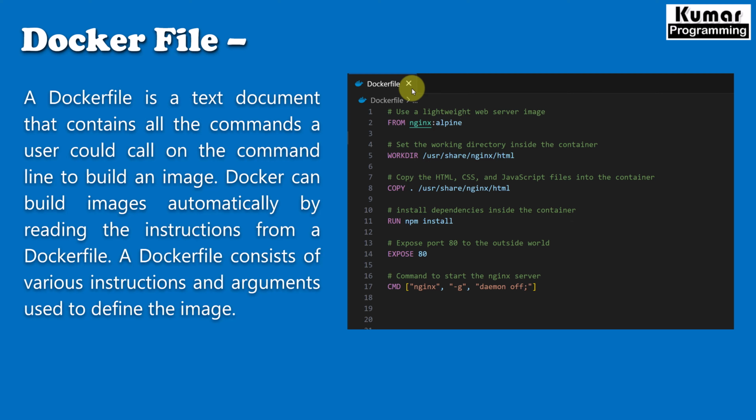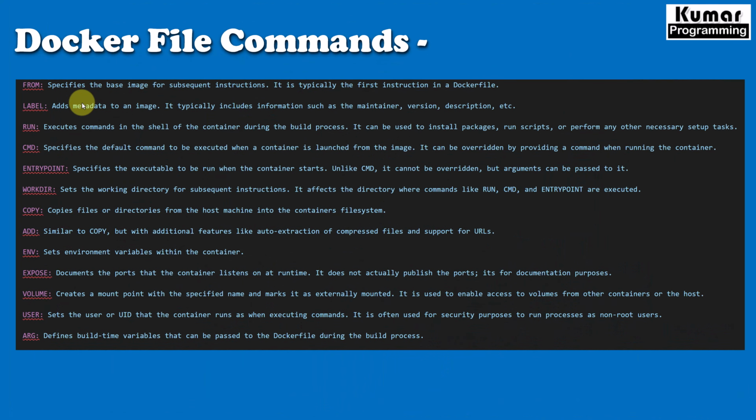Now there might be a question coming to your mind: do we have only those commands? No, we have many more commands as well that we will use later on in this series. But let me show you what all those commands are. Mainly we are using FROM, which I mentioned specifies the base image for subsequent instructions, and it is typically the first instruction in the Dockerfile, right? And LABEL basically adds metadata to an image. It typically includes information such as maintainer, version, description, etc. So this is just to add metadata to the image.